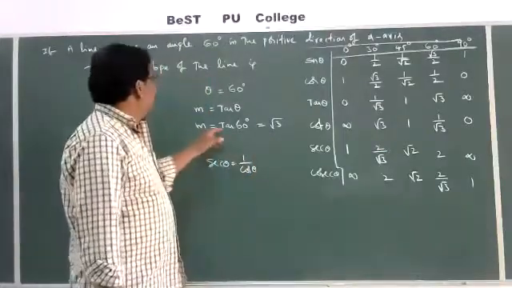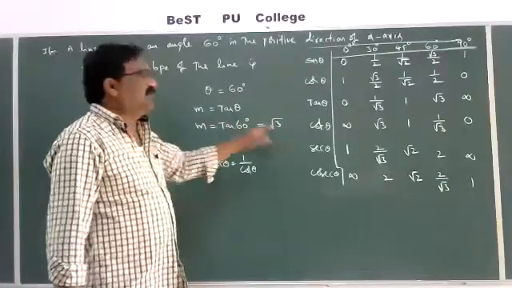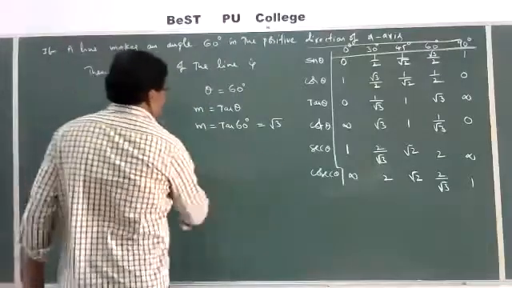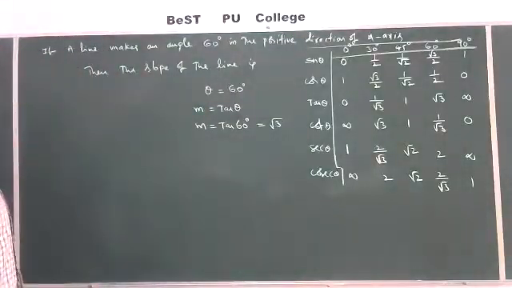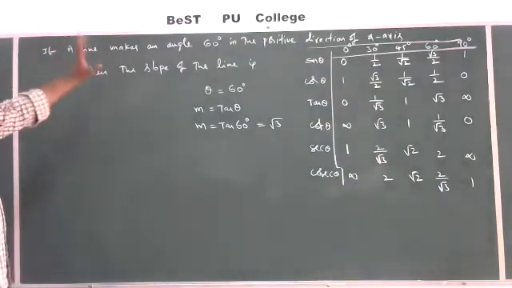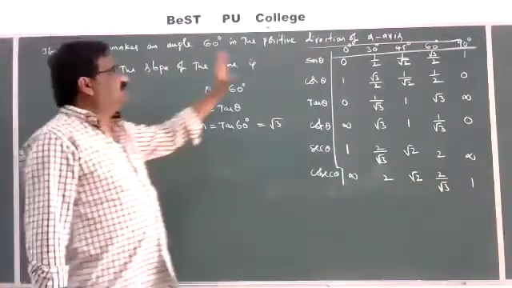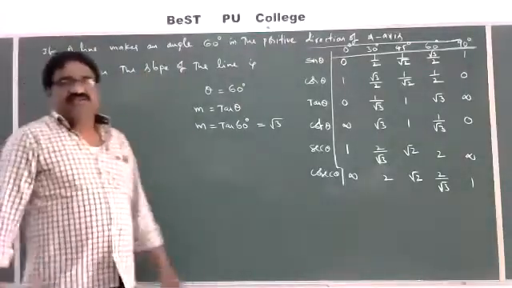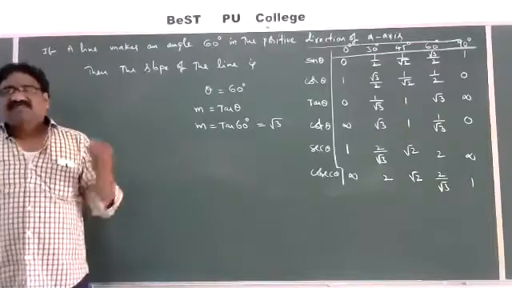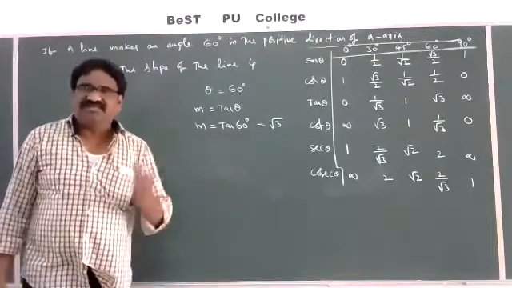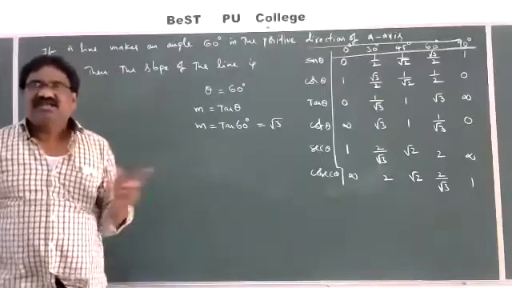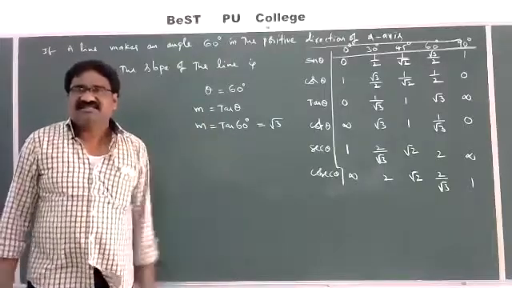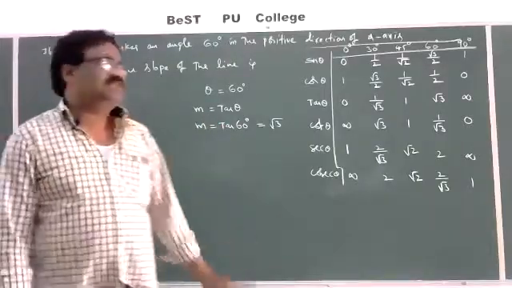Here we required tan 60 degrees. You remember that it is root 3. So the first problem is: if a line makes an angle 60 degrees in the positive direction of x-axis, then the slope of the line is. If you know the inclination, then the slope of the line m is equal to tan theta. Here theta, the inclination, is given as 60 degrees. Then m is equal to tan 60 degrees, that is root 3. Slope m is equal to root 3.